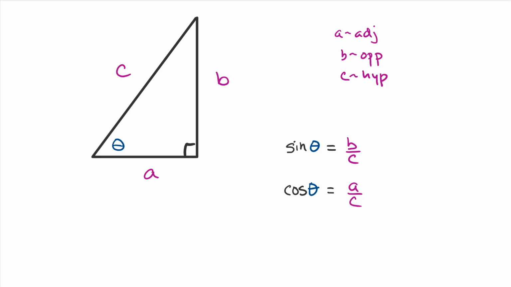All right, the adjacent over the hypotenuse, we're just going right back through it. We should be comfortable with this. And then tangent of theta is just going to be equal to the opposite over the adjacent. So that's B over A. That's B over A. Okay.